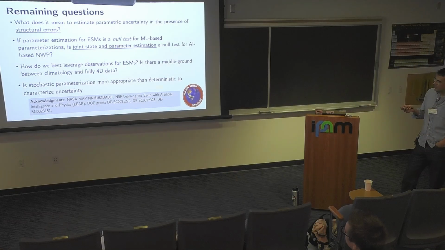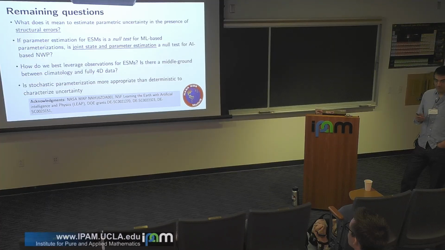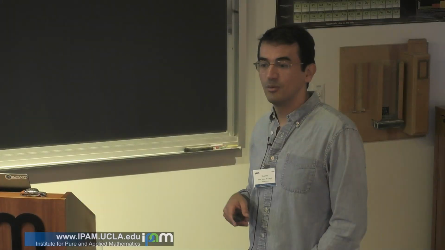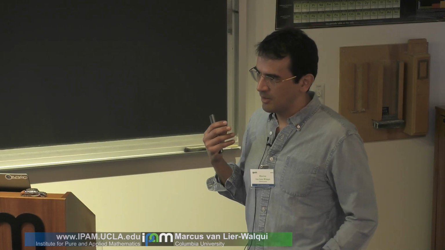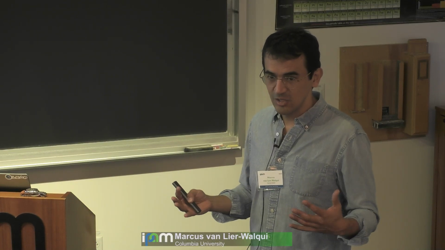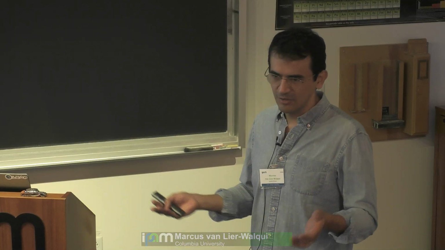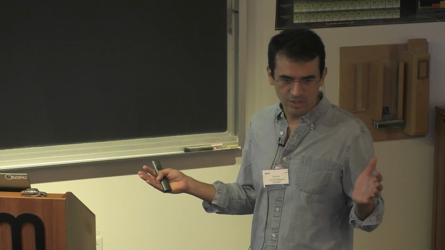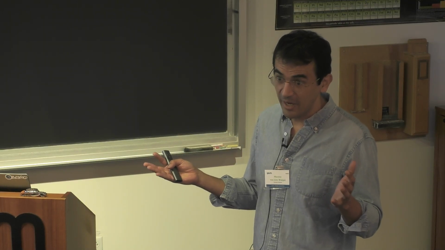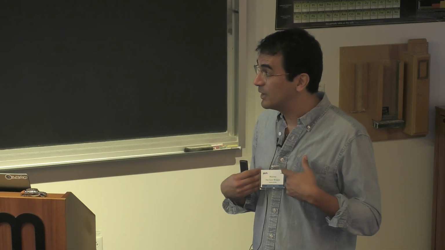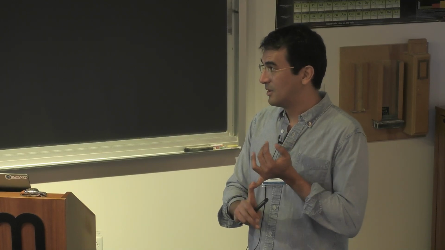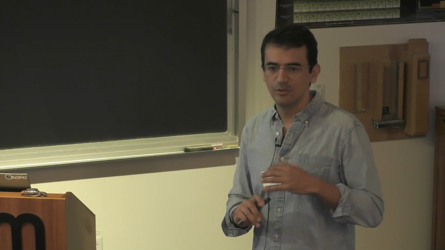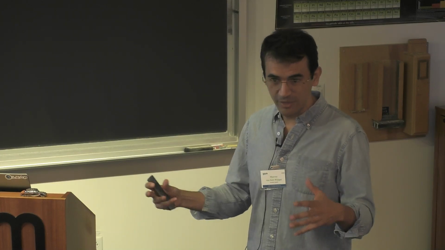If parameter estimation for Earth system models is a null test for machine learning-based parameterizations, this is another thing I've been thinking about. With NWP, numerical weather prediction, the success of weather prediction has been allowed for by data assimilation, the process of state estimation. It's been incredibly successful. Now machine learning models have come up, and they're whooping the traditional NWP models. Why? I would posit that a lot of the reason is because data assimilation has never considered parameter uncertainty. There are very few studies doing joint state and parameter estimation for weather prediction.